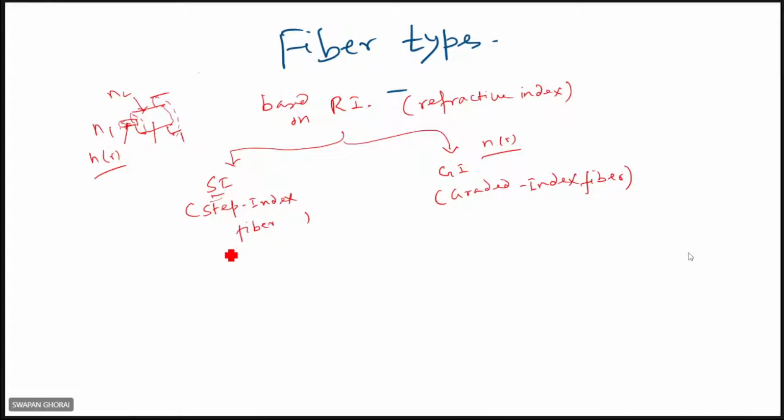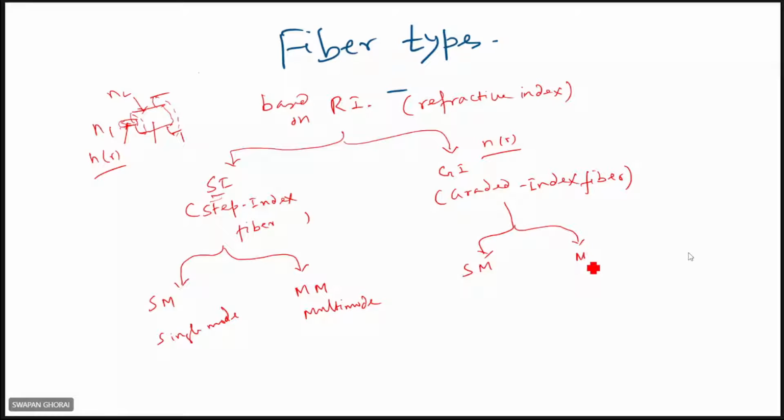And again, each type of fiber can be classified according to the number of modes propagating. It can be single mode fibers or multi-mode fibers. This is single mode, and this is multi-mode. It can be single mode fiber, it can be multi-mode fiber.